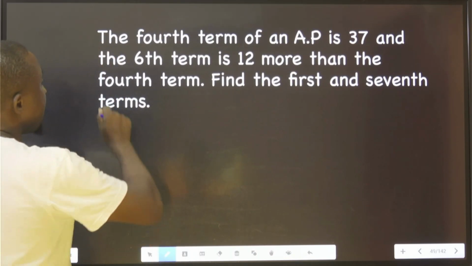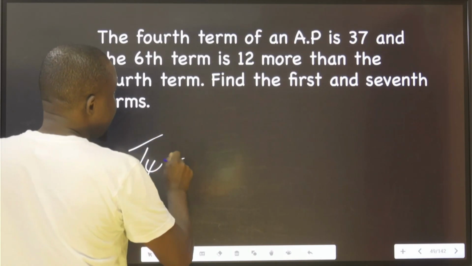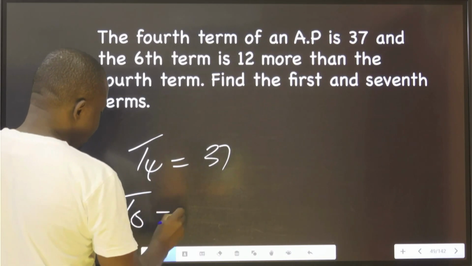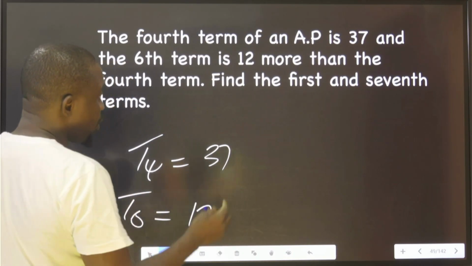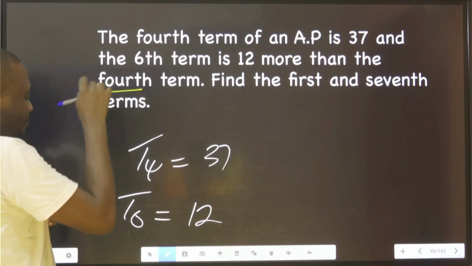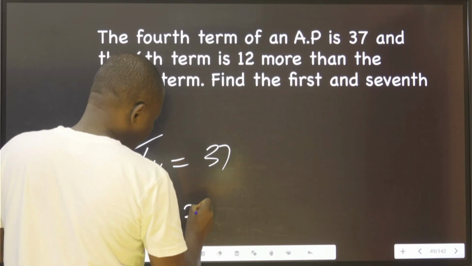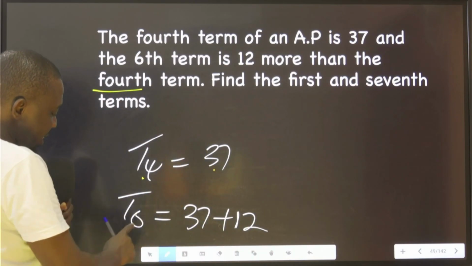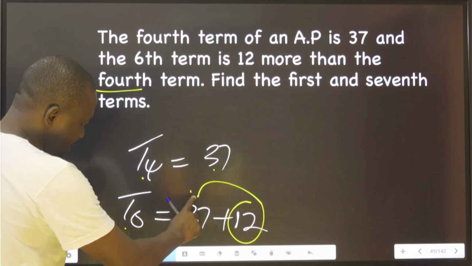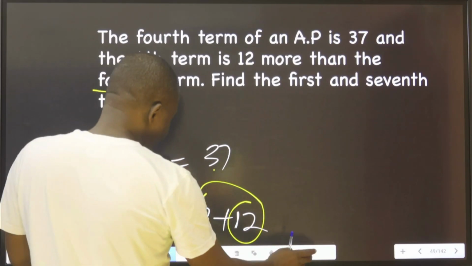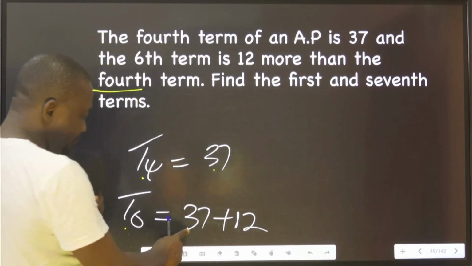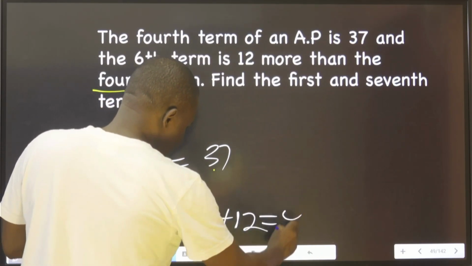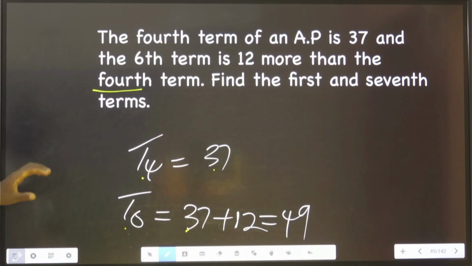The fourth term is 37. No problem. The sixth term is 12 more than the fourth term. That is, the fourth term is 37, and the sixth term is 12 more than 37. That is to say, here we're going to have 49. Let me just put it so that you see how we got 49.